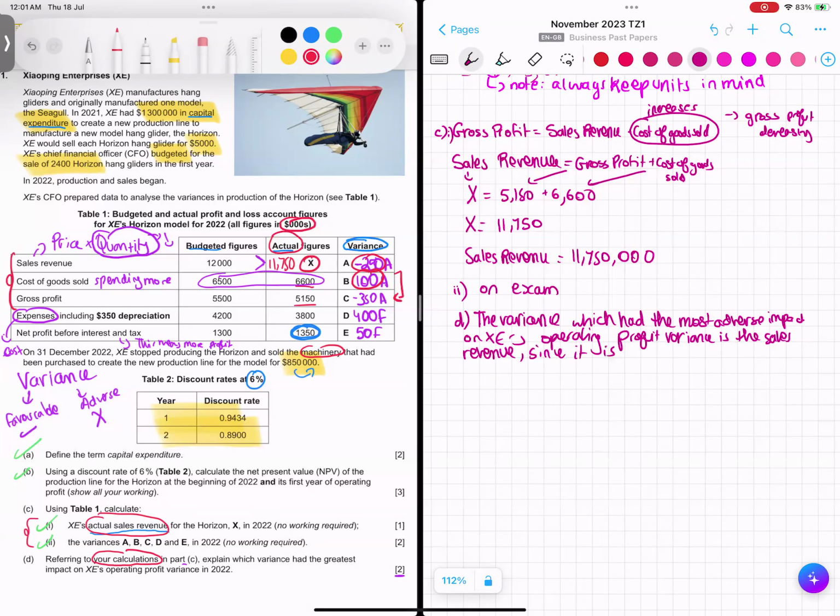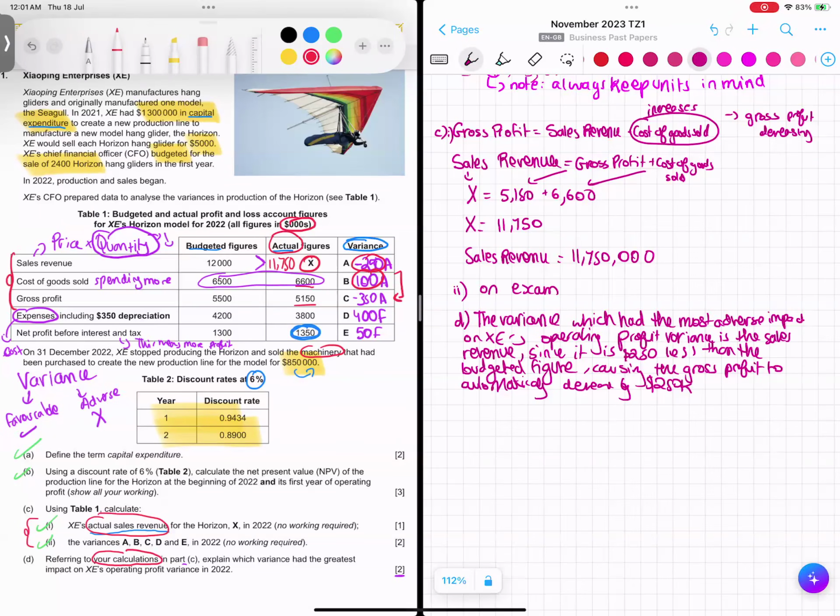Since it is 250 less than the budgeted figure, causing the gross profit to automatically decrease by 250 or like 250,000, whatever. I'm just gonna write 250 in this case. Or the best thing is to do this 250 and then write 1,000.